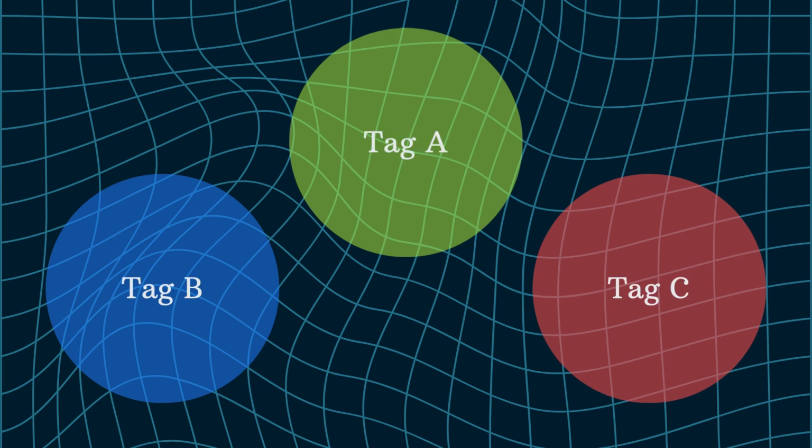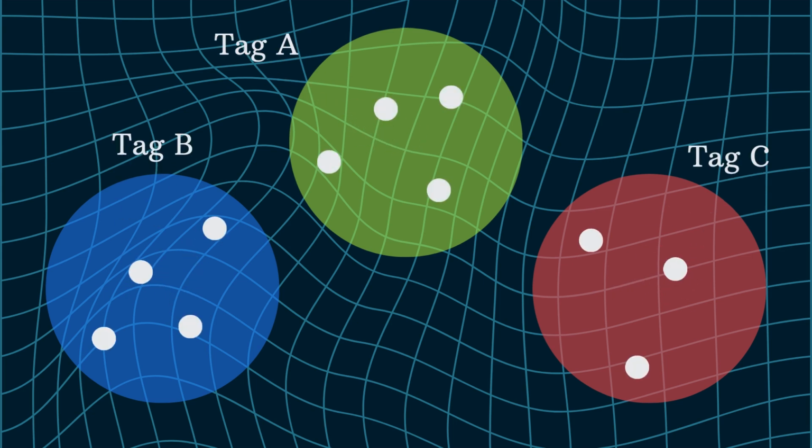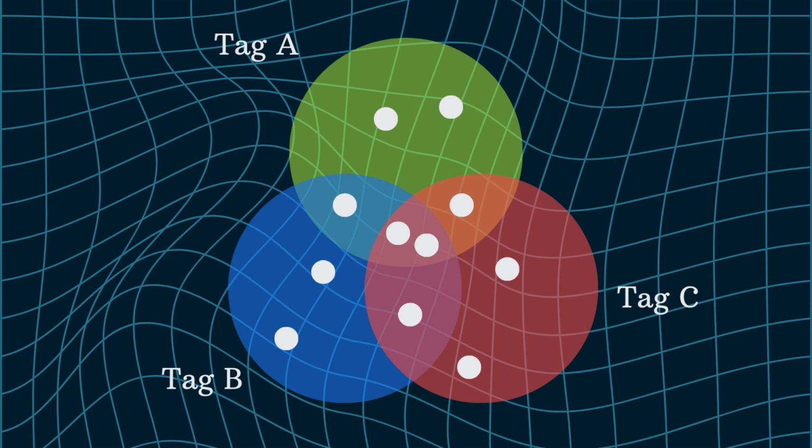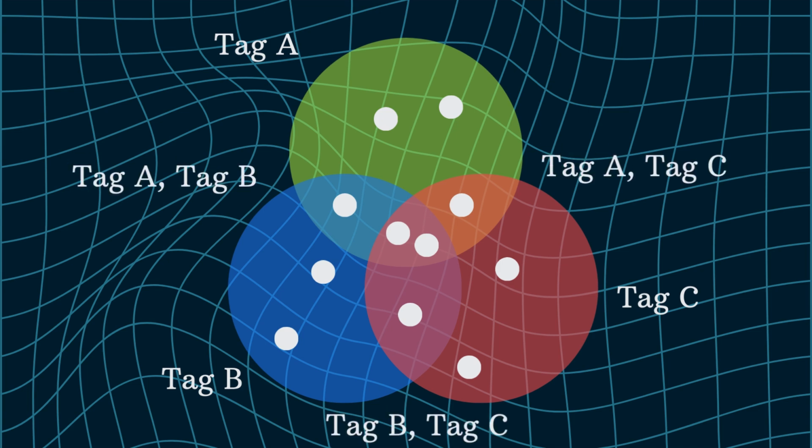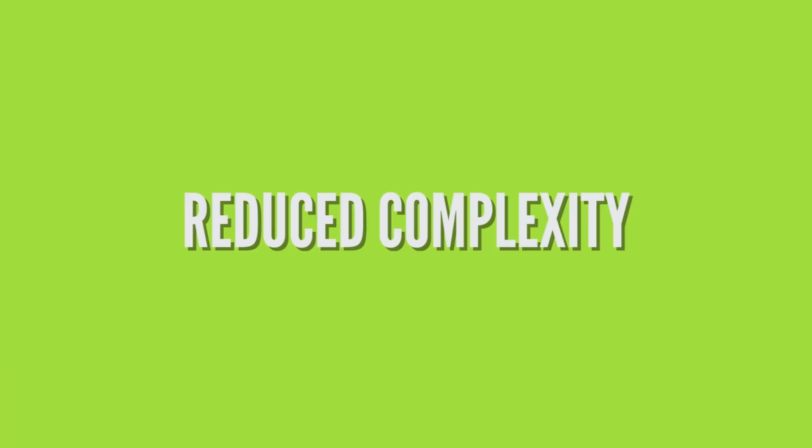But why should you use tags? Let's explore some key reasons. Tags provide flexibility in categorization. Instead of limiting a cell to a single category, you can assign multiple tags, allowing for a more nuanced and comprehensive categorization.